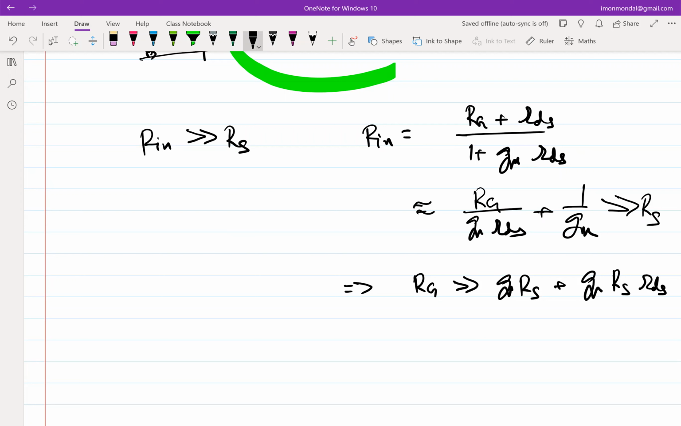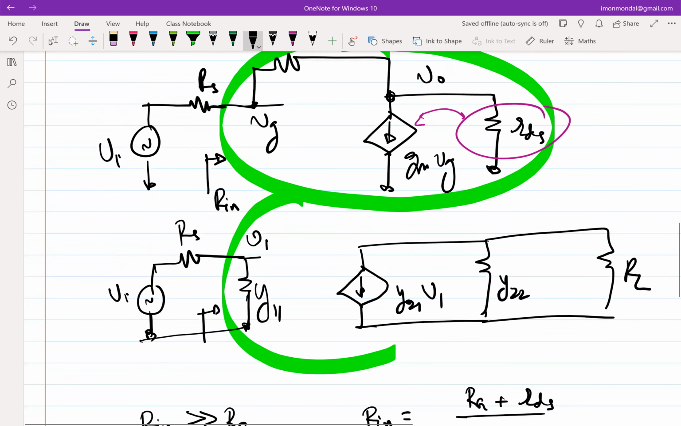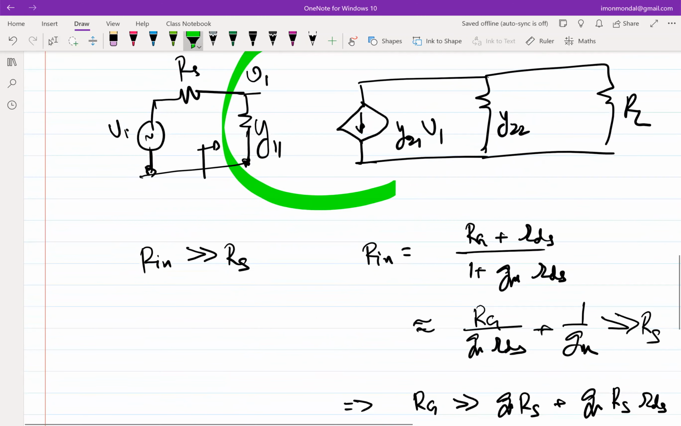So this is one constraint on RG, the one you get assuming that the capacitor is perfectly shorted. By the way, any questions before we move on? This equation I just plucked out of memory.